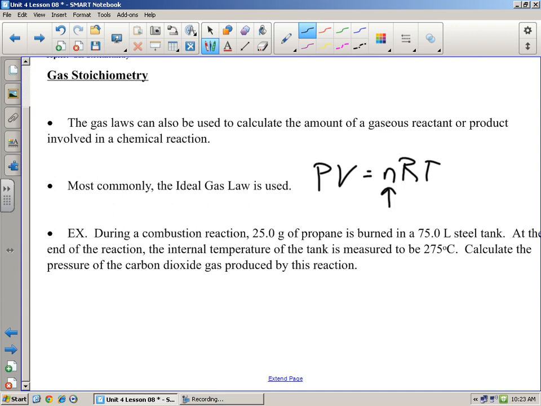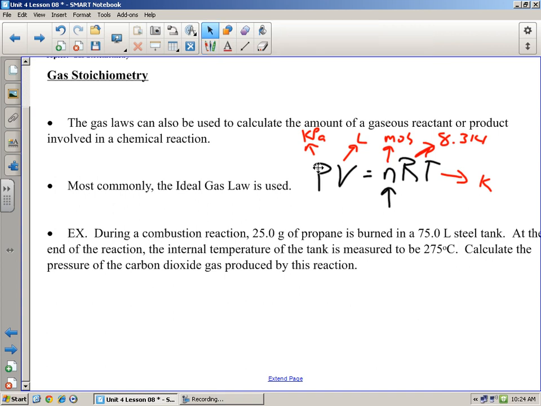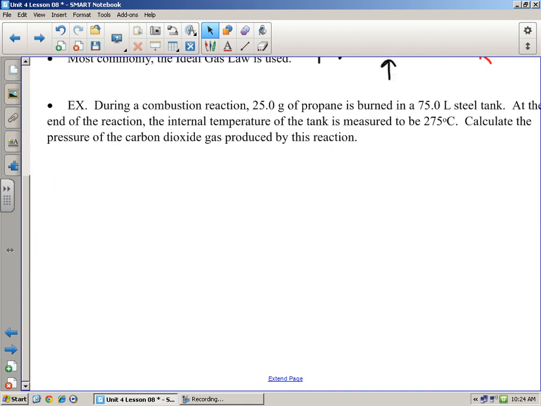A couple things about this, of course. Remember, pressure has to be in kPa, volume has to be in liters. This, of course, is moles. This is your universal gas constant, 8.314, and this is your temperature, and it has to be in Kelvin. So don't forget that, of course. This is going to be your Unit 2 review kind of thing for a little bit anyway. But basically it's a lot of focus on PV equals nRT, the ideal gas law. Okay? So let's take a look at the first example here.